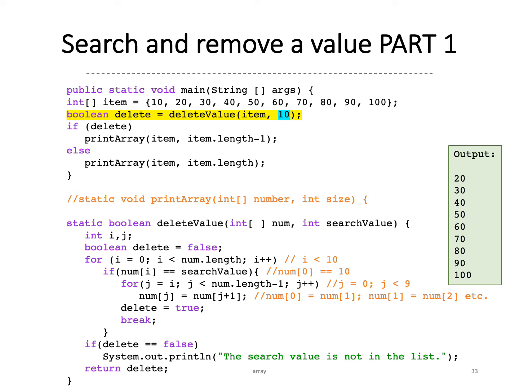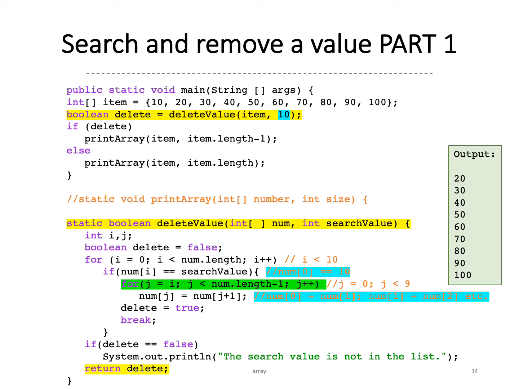Say that we want to search and remove the value 10. So we have boolean delete equal to deleteValue item, 10. In the deleteValue method, when it finds the value 10, it goes through the for loop where it does num_j equal to num_j plus 1, which is basically shifting the value from the next index to the previous index, so that the value 20 will now be at index 0, value 30 at index 1, and so on.